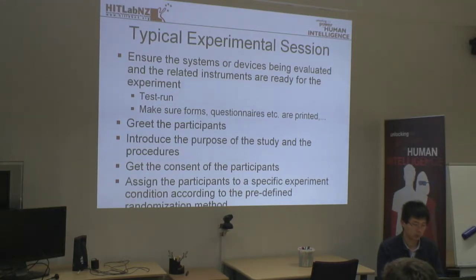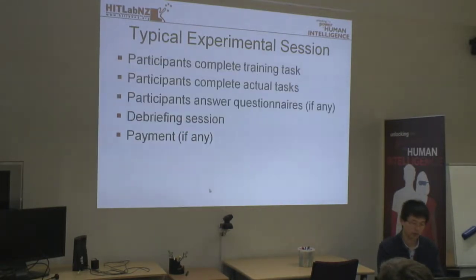So a typical experimental session: you first ensure your system and device are all working, and you bring in a participant, greet them, introduce the purpose of the study and what they have to do in this experiment, and get the consent form. Then assign the participant in the specific way you've designed. Before they do the actual test, since you are introducing a new interface, it's always good to have a training test so that they can get familiar with your user interface. Then you let them do the actual test and measure the time and error and so forth.